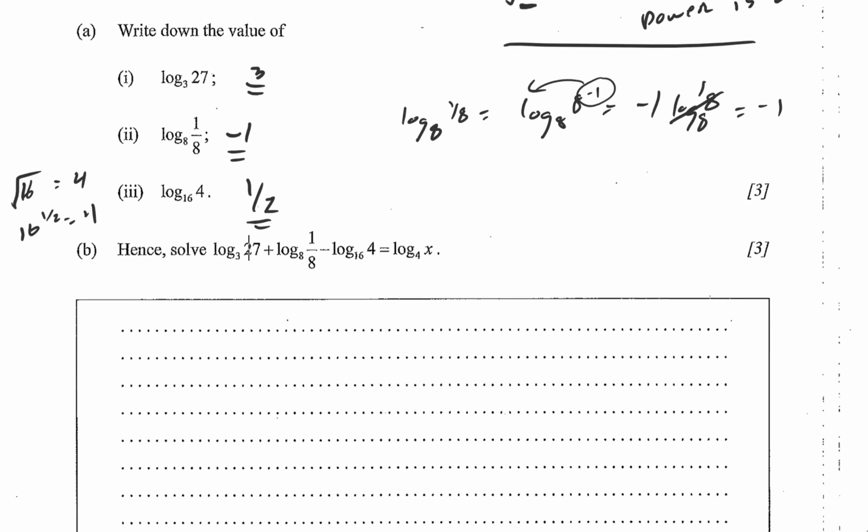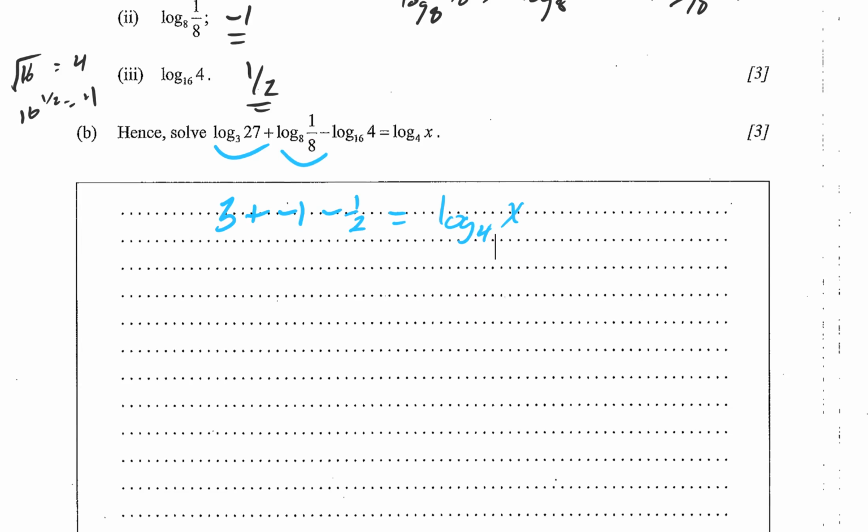Now for the second part, we're going to use all the stuff we learned up there, all our answers, to solve this problem here. Classic IB. So log base 3 of 27, I did that earlier, that's 3. Log base 8 of 1/8, that is negative 1. Minus log base 16 of 4, that's 1/2. And all this is going to equal log base 4 of x.